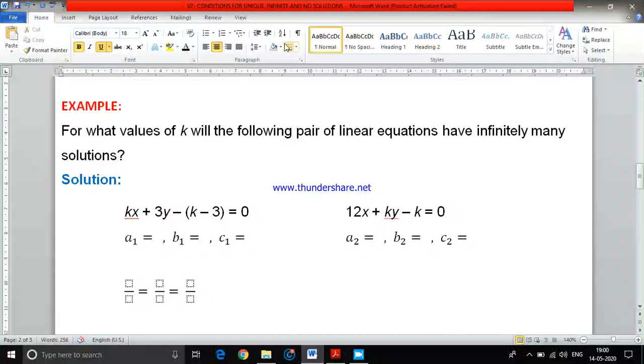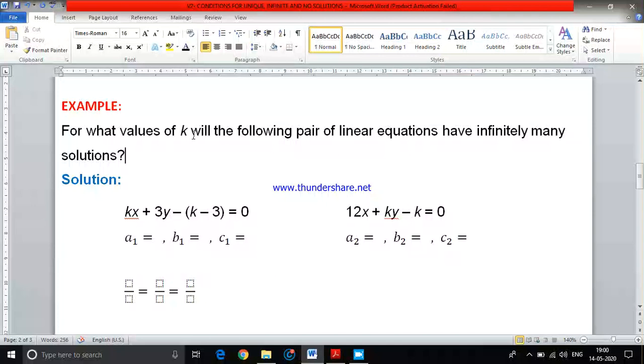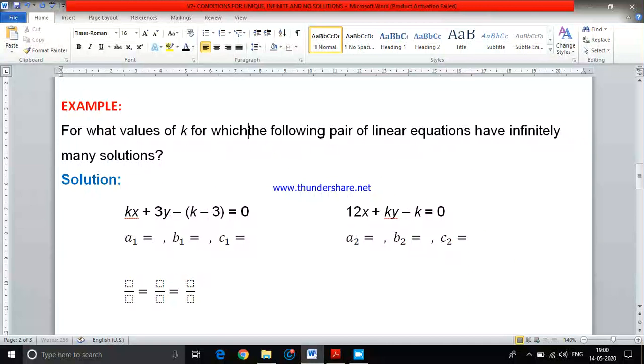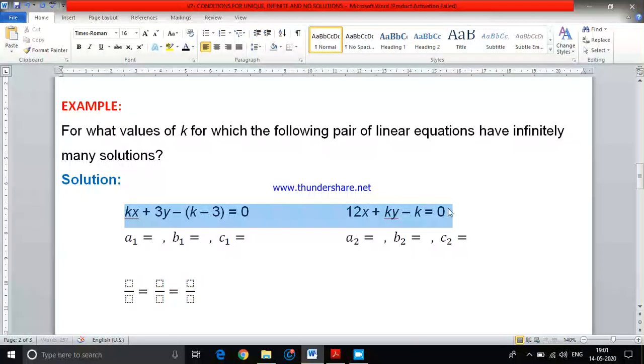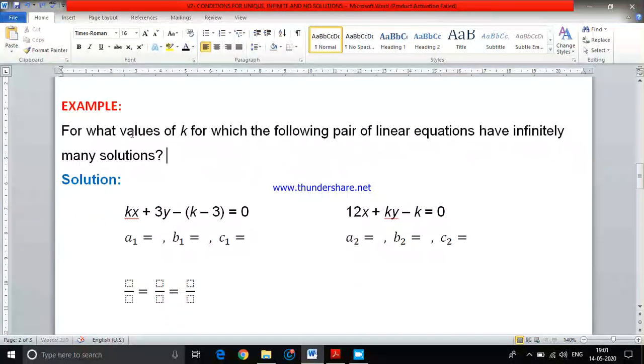So here I have taken an example. Find the value of k for which the following pair of linear equations has infinitely many solutions. I have taken the equations here directly; if you want, you can paste them here. Let me keep the equations here only.